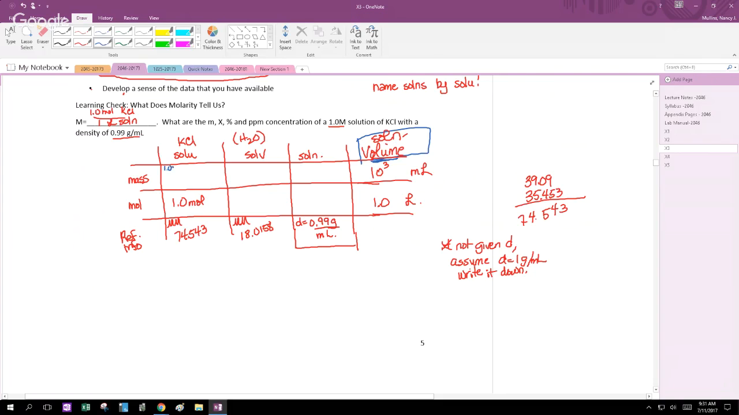I've got 1.0 mole. I know that for every 1 mole, there's 74.543 grams of that substance. So 74.543 happens to match the mass of my KCl. Now there's something that I can find about my solution. What is it?